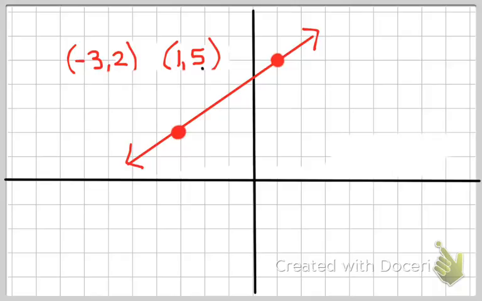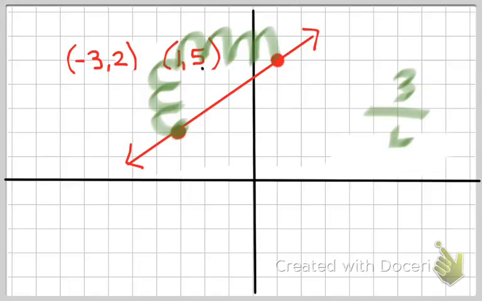You can choose any point to start off with. I'm going to start with (-3, 2), and I'm going to rise 1, 2, 3 units. That's my rise. And then I'm going to run 1, 2, 3, 4. So 3 over 4. Is that what we got when we found the slope using our slope formula? Yeah. Perfect. So does it matter which way you do it? Does not matter. Whichever one you're more comfortable with.